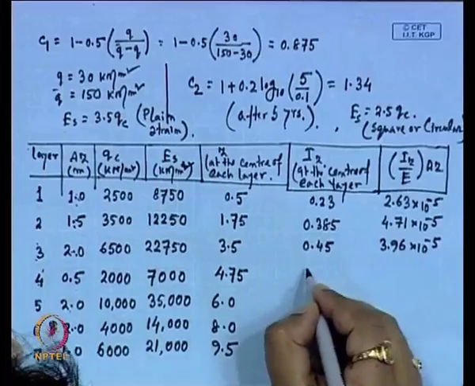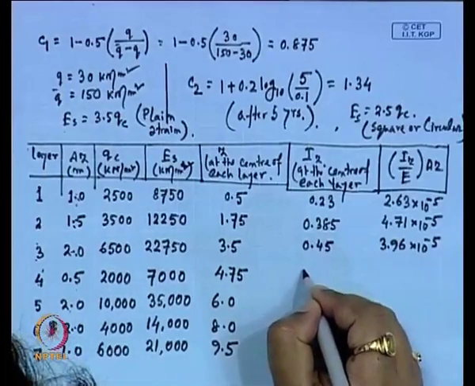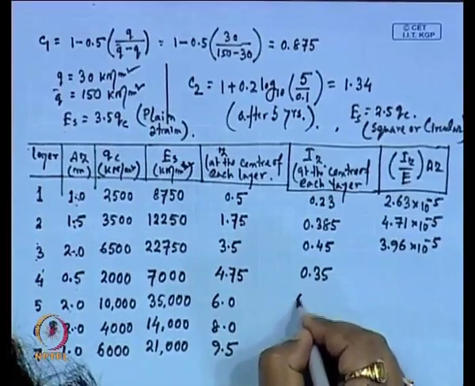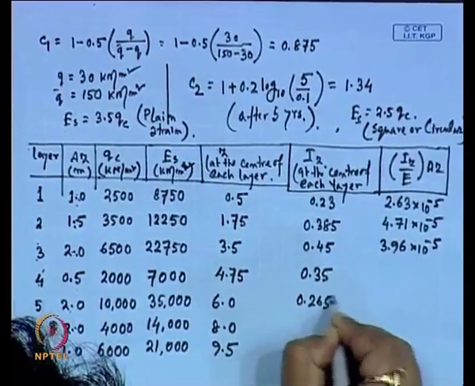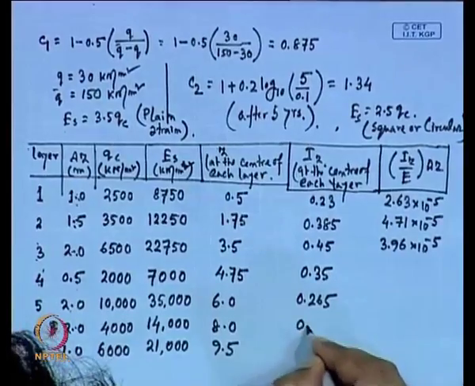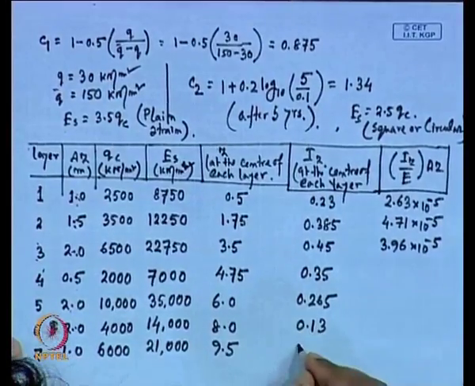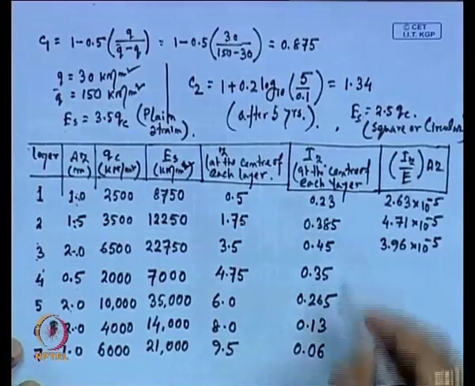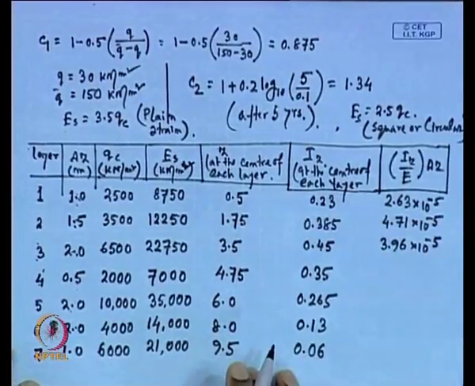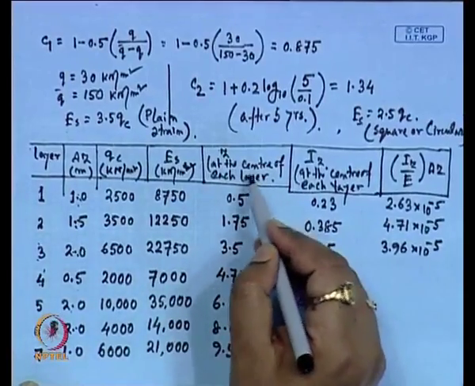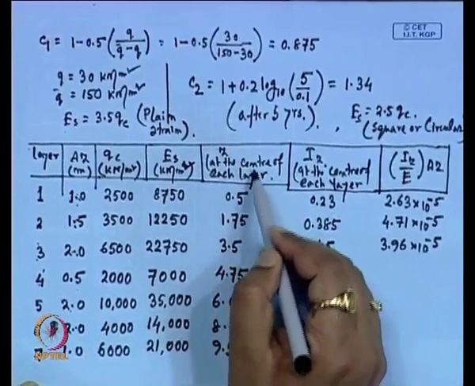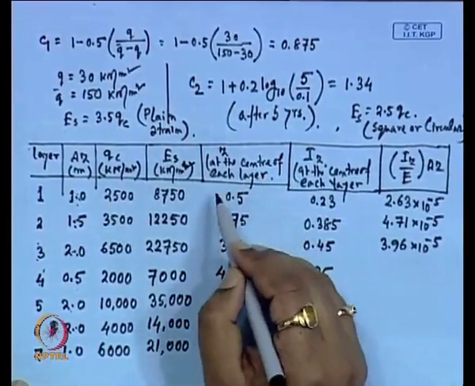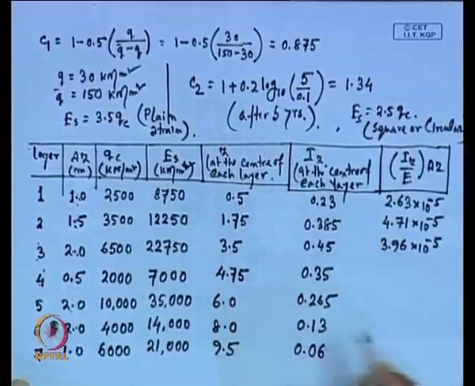Now, the corresponding Iz values we will get from the chart are 0.35, 0.265, 0.13 and 0.06. So, these values we will get from the chart. This is the center Z thickness from the base of the footing at the center of each layer, at the center of each layer, this is the thickness.